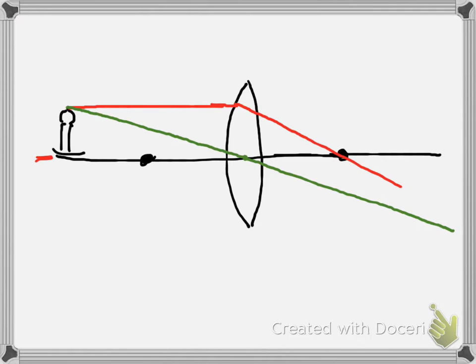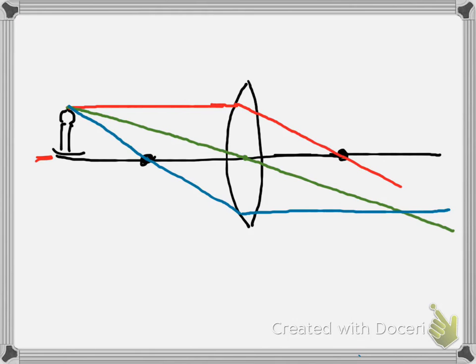And then a third ray that I can draw, if my object is beyond the focal point, right, I can draw a ray that goes through the focal point, hits the lens, and then the ray that hits the lens in this manner will come out parallel to the axis. Right? So our diagram looks something like this.